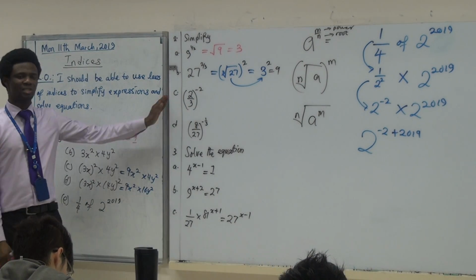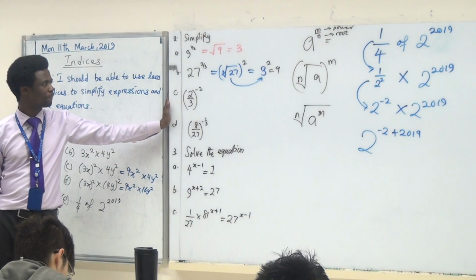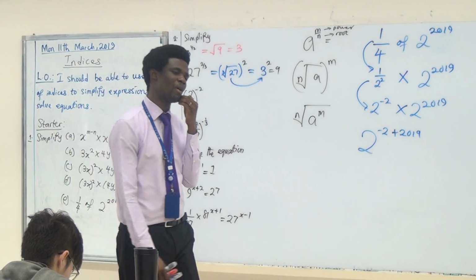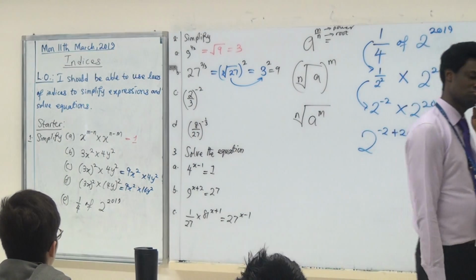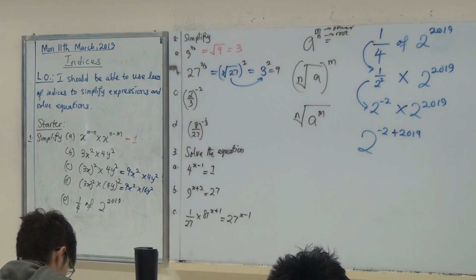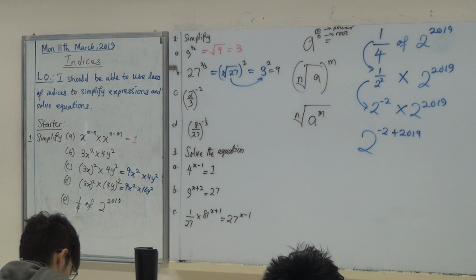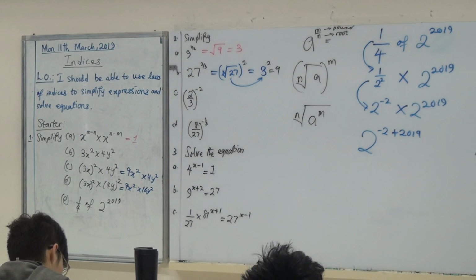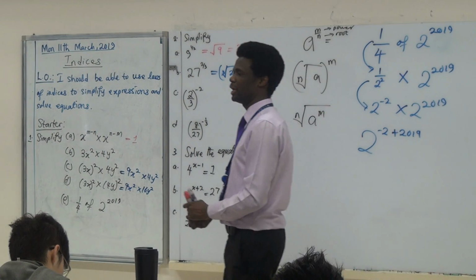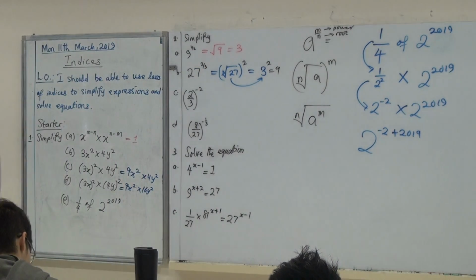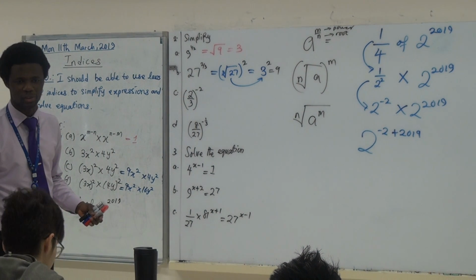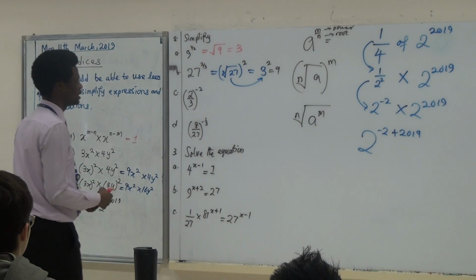Okay, this is another one. There is a law that talks about negative power. Which law is that? Law 6. Can we read that law again? When any number is flipped, the power changes sign. So basically, it's either you flip to change the power or you change the power to flip. It doesn't matter which. Do you understand?